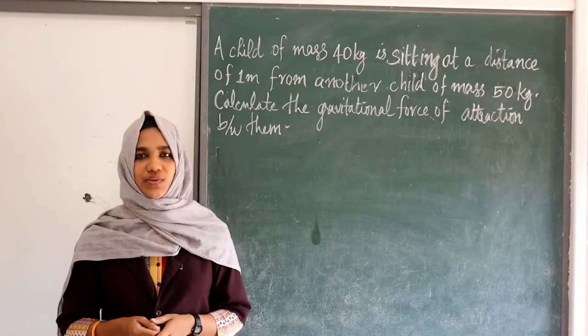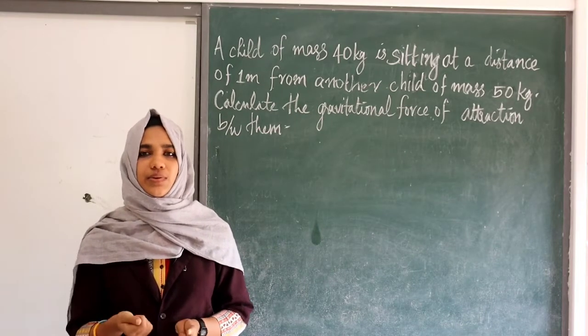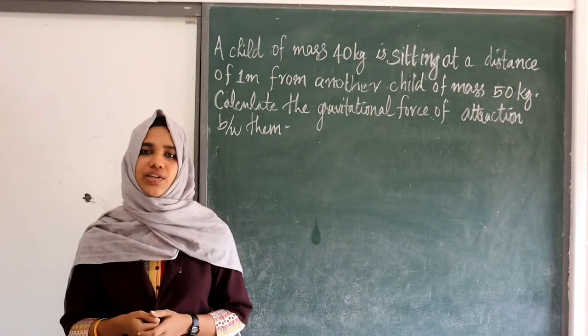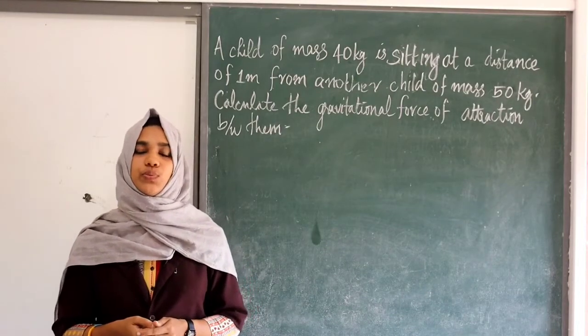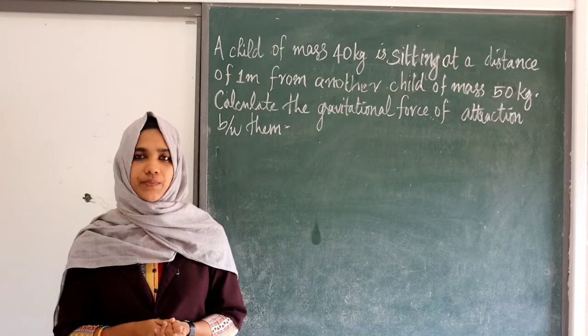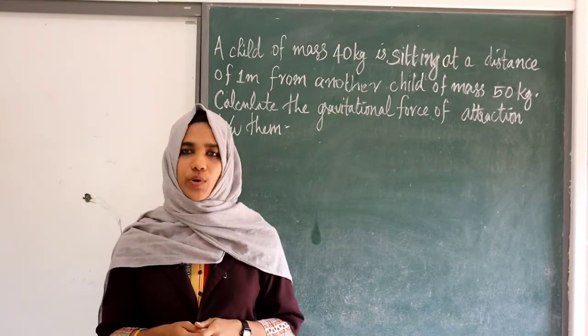In the last class we have studied about the universal law of gravitation and we have learned an equation, that is F equal to G into m1 m2 by d square. So today we are going to solve some problems.